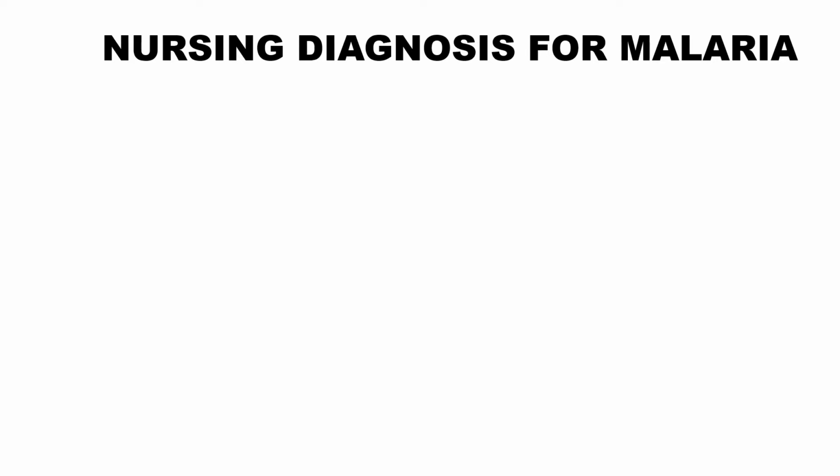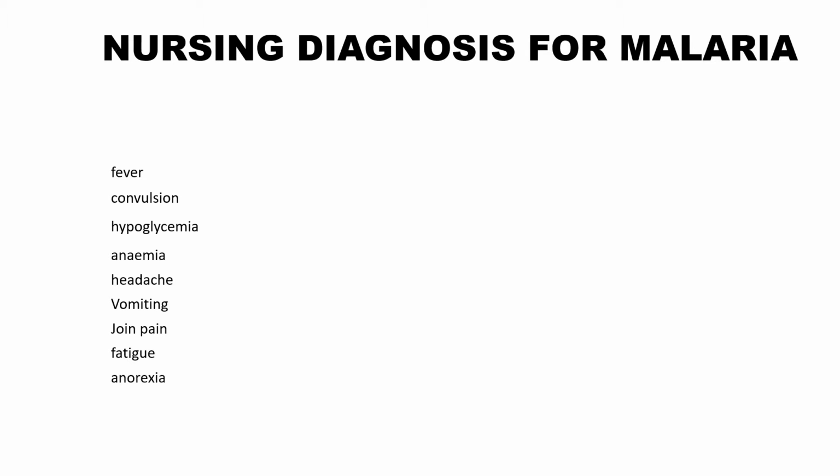So for malaria, we listed the symptoms as: fever, convulsions, hypoglycemia, that is reduced blood sugar, anemia, lack of blood in the body, hemoglobin, headache, vomiting, joint pain, fatigue, and anorexia, that is lack of appetite or reduced urge for food.